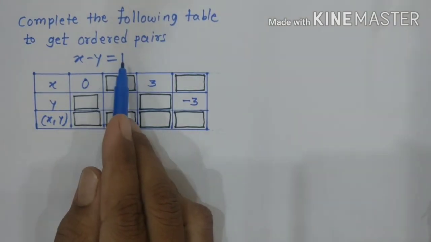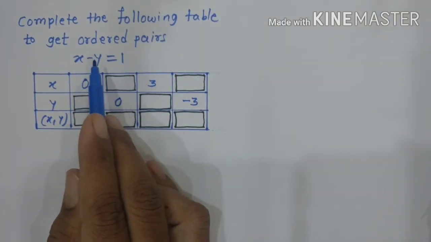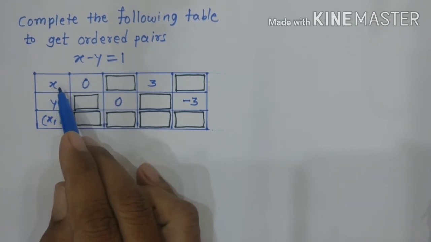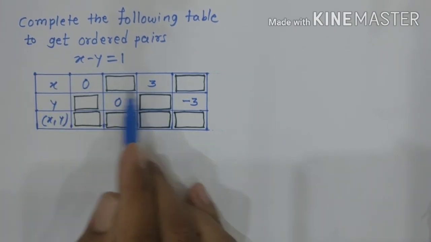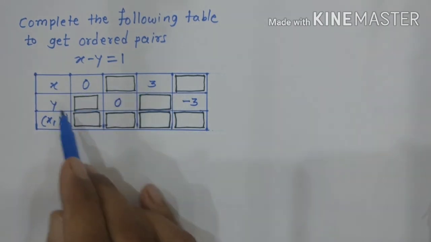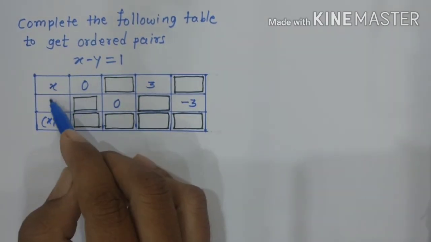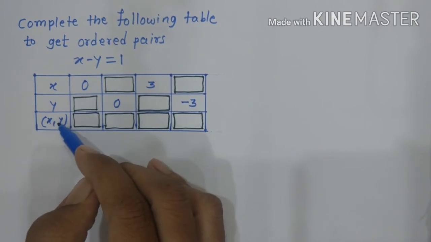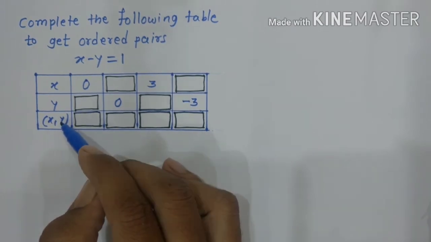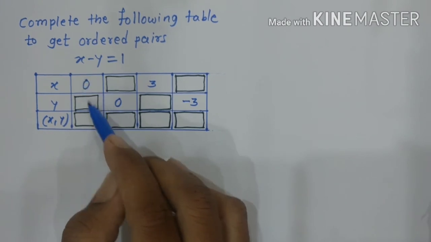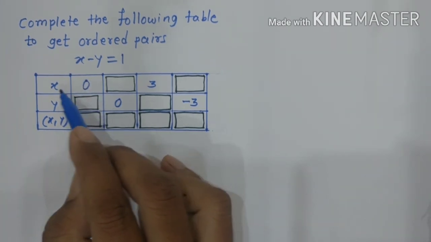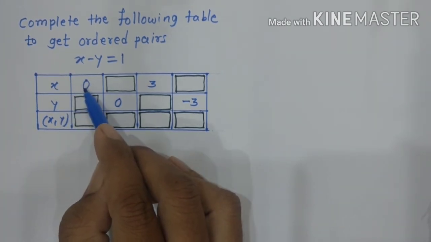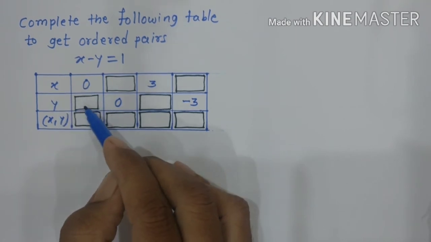x minus y equal to 1 is the given equation. You can see that the values of x and y are given in tabular form. In the first column, here is x, y, that is the ordered pair. We consider the second column. In the second column, the value of x is given as 0. We have to find the value of y. So let us find the value of y.